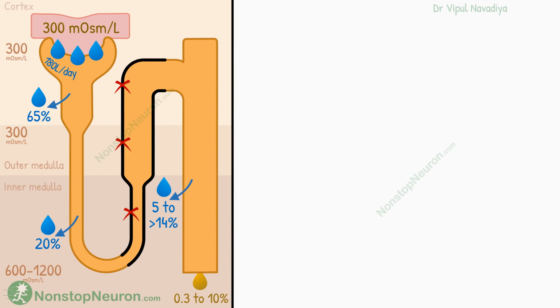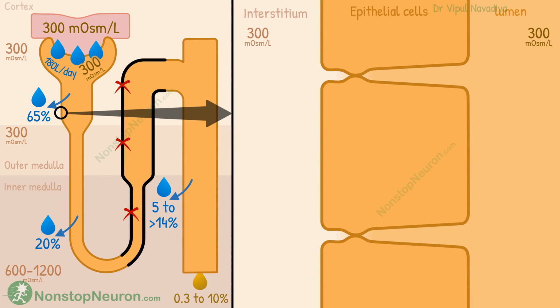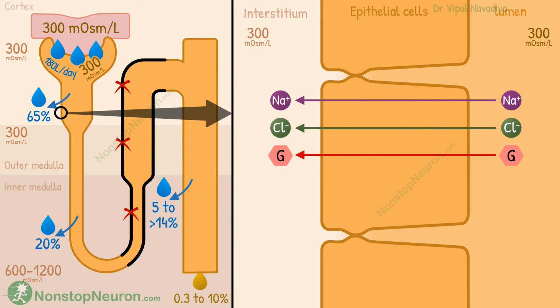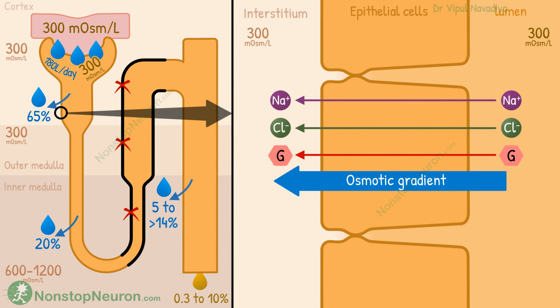As you already know, the osmolarity of plasma is 300 milliosmoles per liter. Now, water is filtered freely at the glomerulus. So the filtrate in Bowman's capsule also has the same osmolarity as plasma. Now come to the proximal tubule. Here, various solutes, like sodium, chloride, glucose, etc., are being actively reabsorbed. This creates an osmotic gradient from the lumen to the interstitium. So water moves down this gradient.